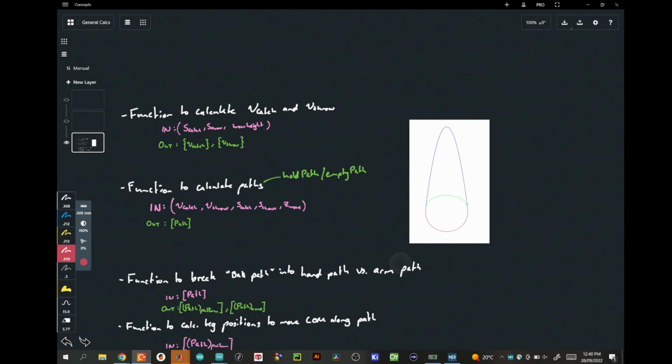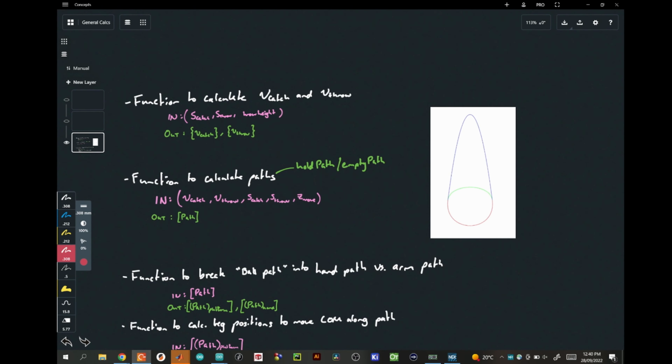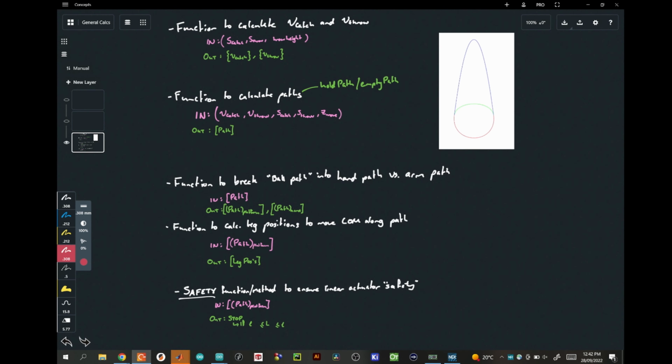So this second function will calculate the green and the red paths here. The third function has the role of splitting up this red path into a path for the hand and a path for the arm, because those are two separate components in the way that I have designed Jugglebot. It's a little bit confusing to go into detail with this right now, and I'll go into a little bit more detail a little bit later in this video. But yes, I'll just leave it at that for now.